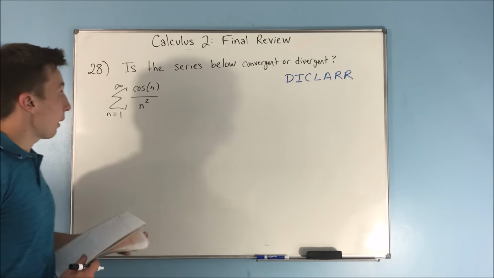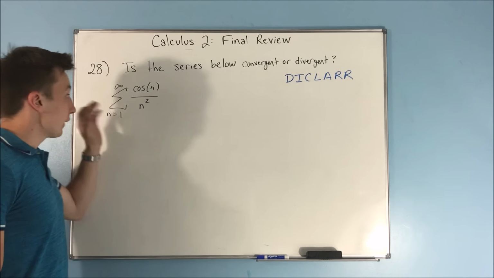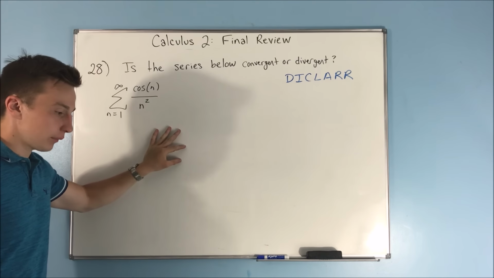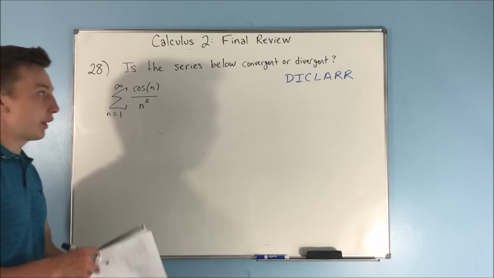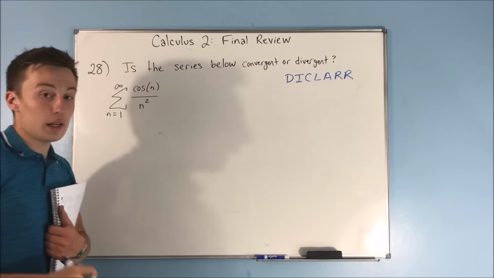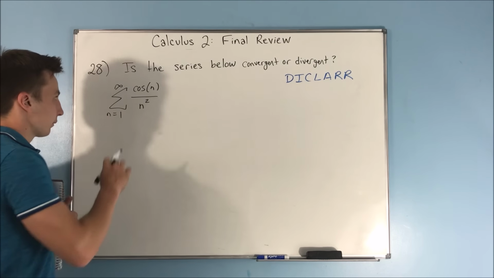Alright, so for this next problem here, we want to see if the series is just convergent or divergent. We have the sum from n equals 1 to infinity of cosine of n over n squared. Now here, this series is a little interesting. You're not going to be able to prove it with anything with alternating series, because here's the idea.